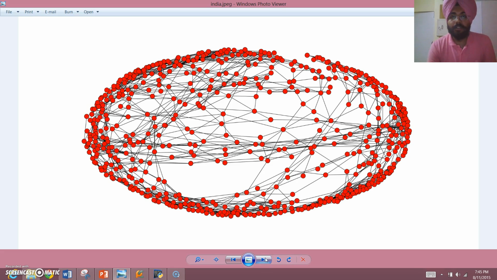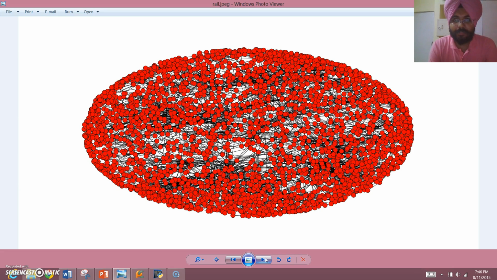For instance, in this scenario, we took the road network of India. Now we can see that there are different kinds of nodes. There are around 600 nodes and around 1500 edges. We plotted this graph using Python. The most difficult part of the implementation was that we had to be proficient in Python. This is a graph of the railway network of India.